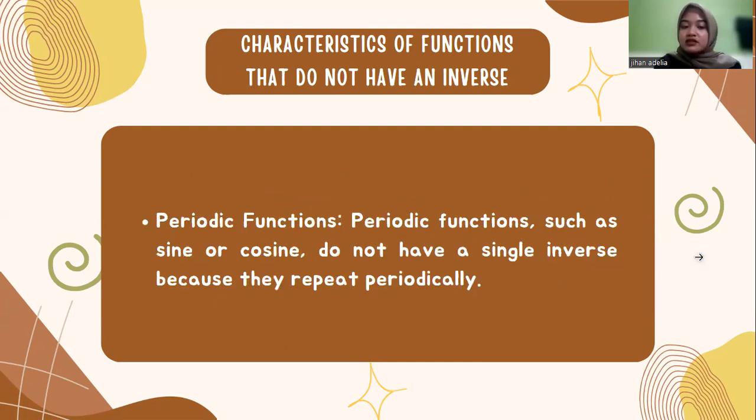The next, periodic functions. Periodic functions such as sine and cosine do not have a single inverse because they repeat periodically.